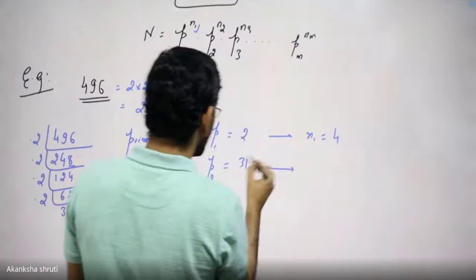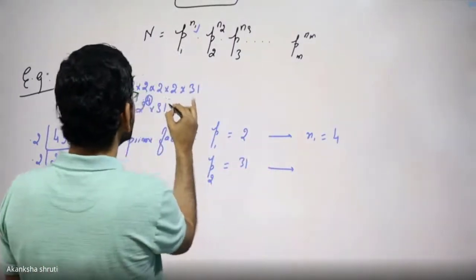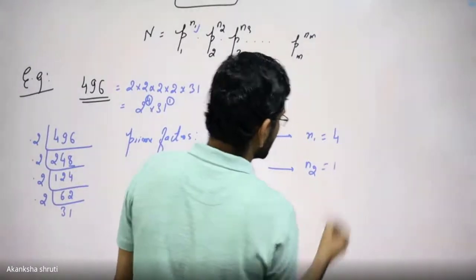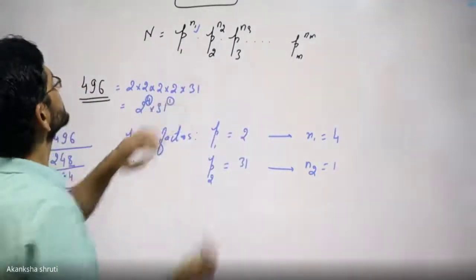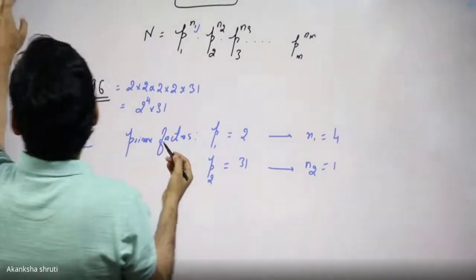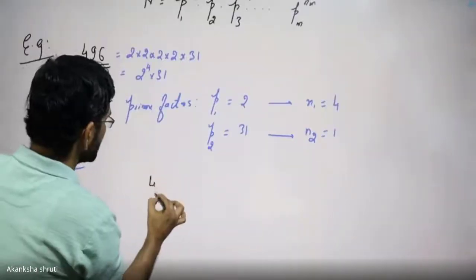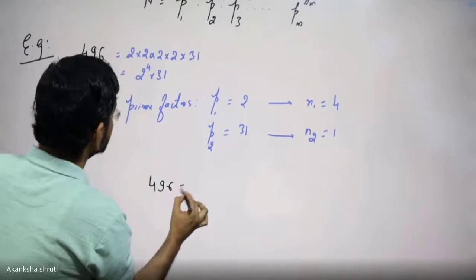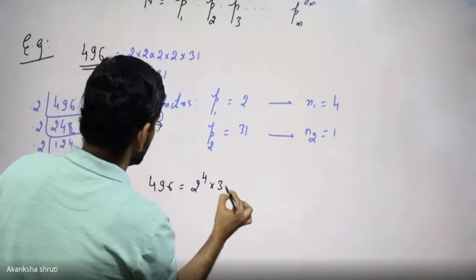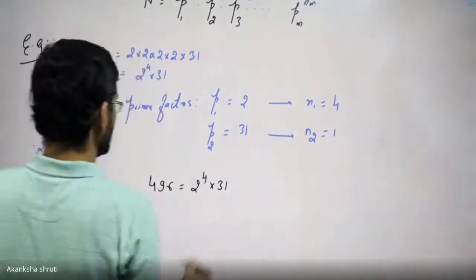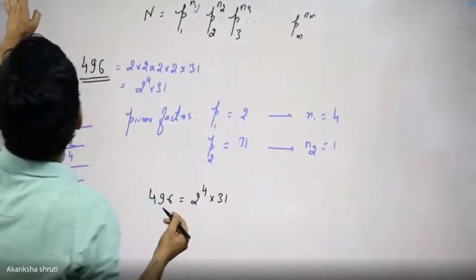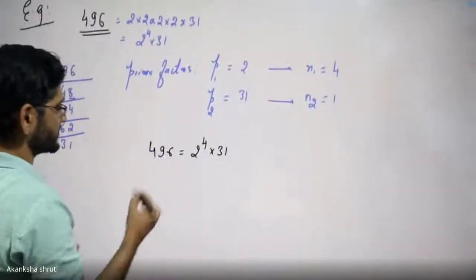What is the exponent of 31? Nothing is written, which means the exponent is 1. So N2 is 1. This is what this notation indicates, so be careful. Writing 496 as 2 to the power 4 into 31 is called writing in FTA form. But here many things are asked.